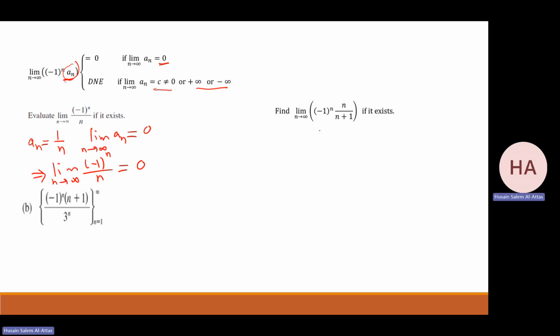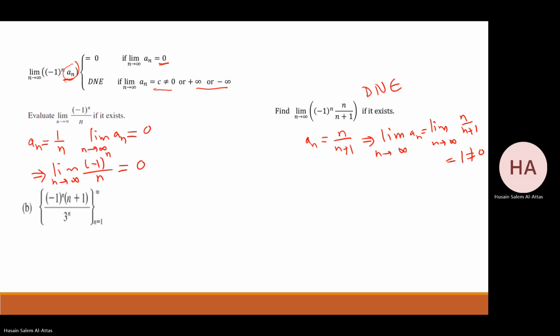Okay. This one, what is an? n over n plus 1. What is the limit of an as n goes to infinity, of n over n plus 1? That is what? 1, not equal to 0. So this limit does not exist, and we say the sequence diverges. Because now we are in this case where the limit of the sequence without minus 1 to the power n is not equal to 0.